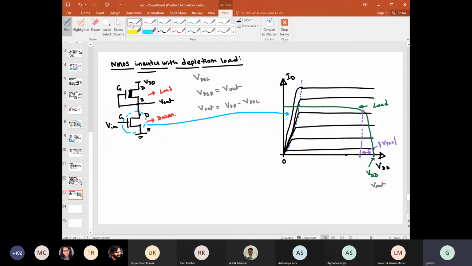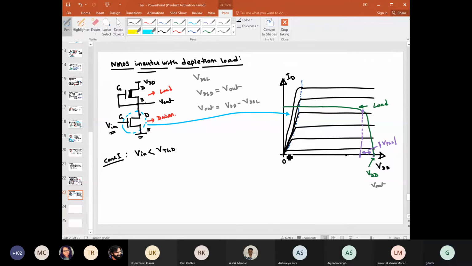Fine. Okay. Now let us consider the case step by step. In some cases we have to skip sub-steps for the sake of time, and I believe based on our previous understanding we should be able to fill those steps in. Suppose case one is when V in is less than the threshold voltage of this driver transistor. Then the driver transistor is off.